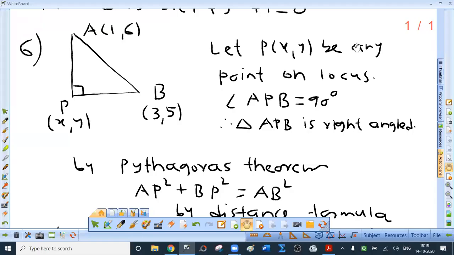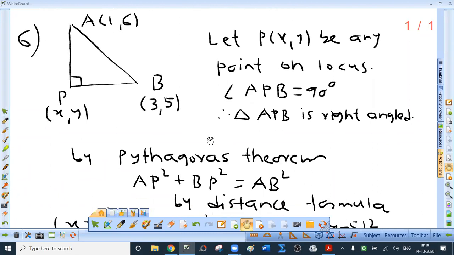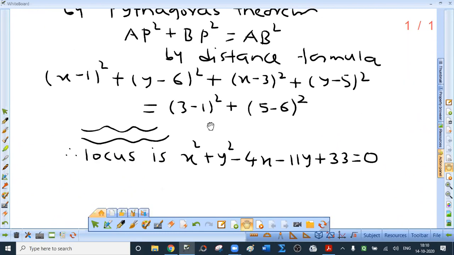Sum number 6 is important. A (1, 6) and B (3, 5). Find the equation of the locus of the point P such that segment AB subtends a right angle at P, that is angle APB equal to 90 degrees. Let P(x, y) be any point on the locus. Angle APB is equal to 90 degrees, right? So the triangle is right angled. By Pythagoras theorem, AP square plus BP square is AB square. Use the distance formula. Simplify to get the final answer as x square plus y square minus 4x minus 11y plus 33 equal to 0.